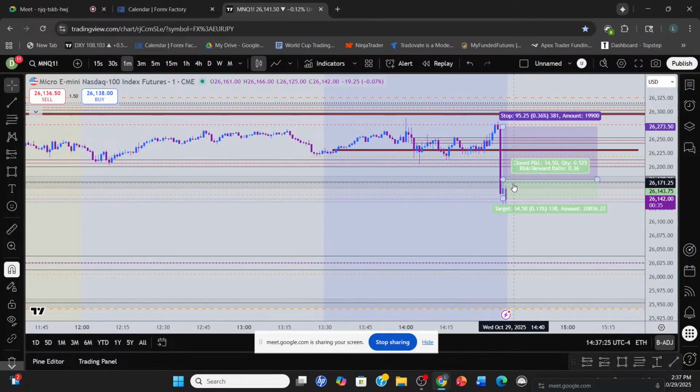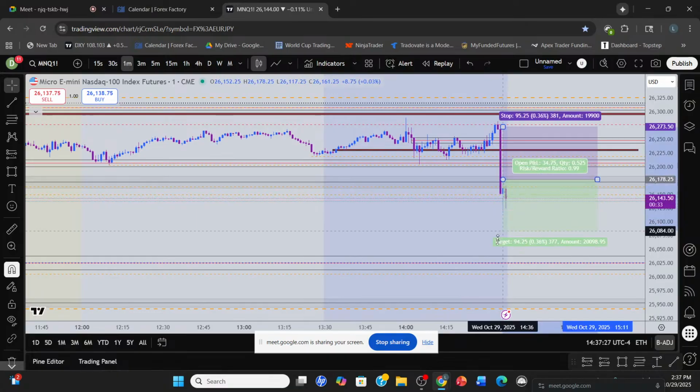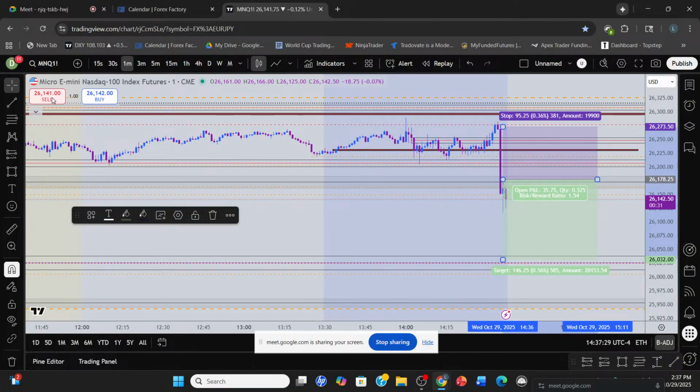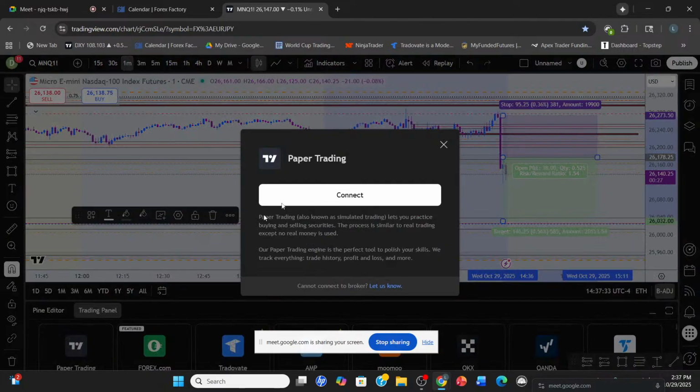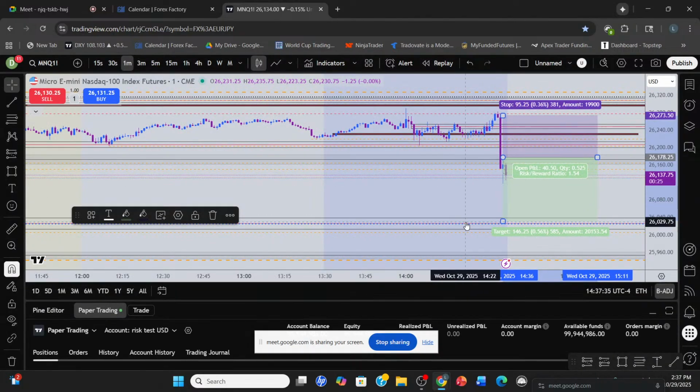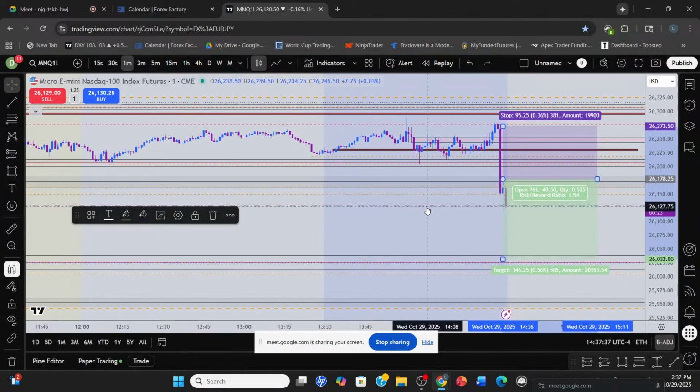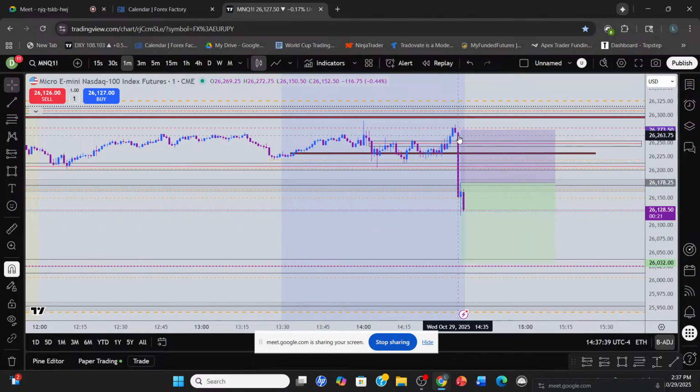Well, I mean, if you see a huge fair value gap like that, never take a trade like that. Never. Do you see what I'm saying?